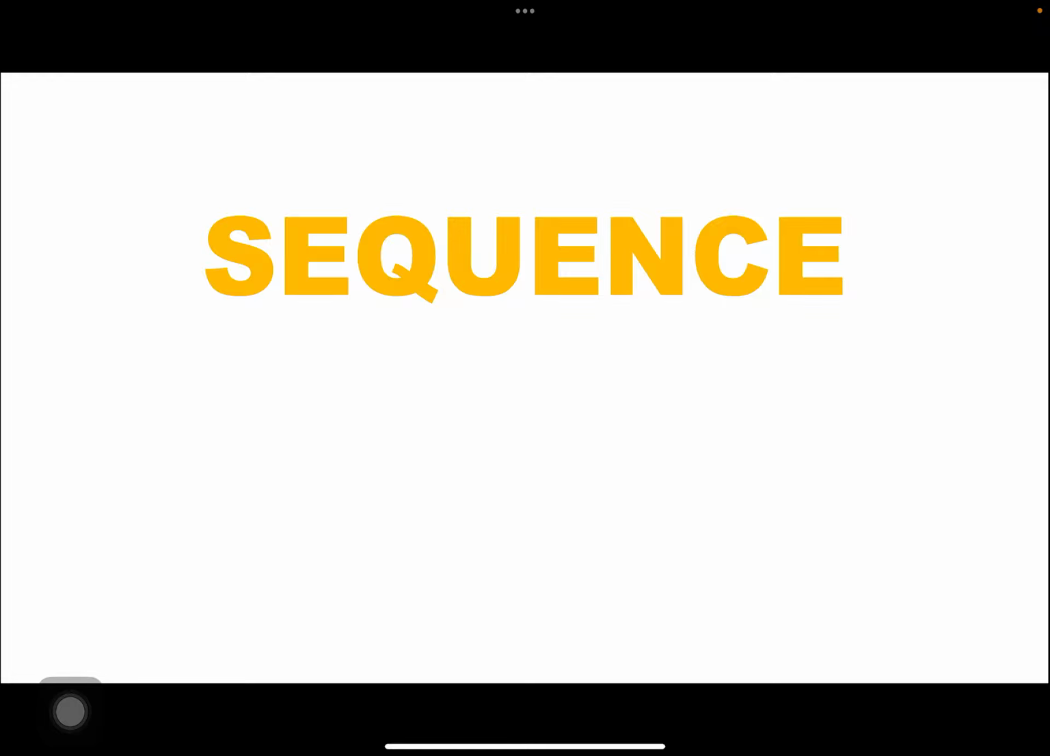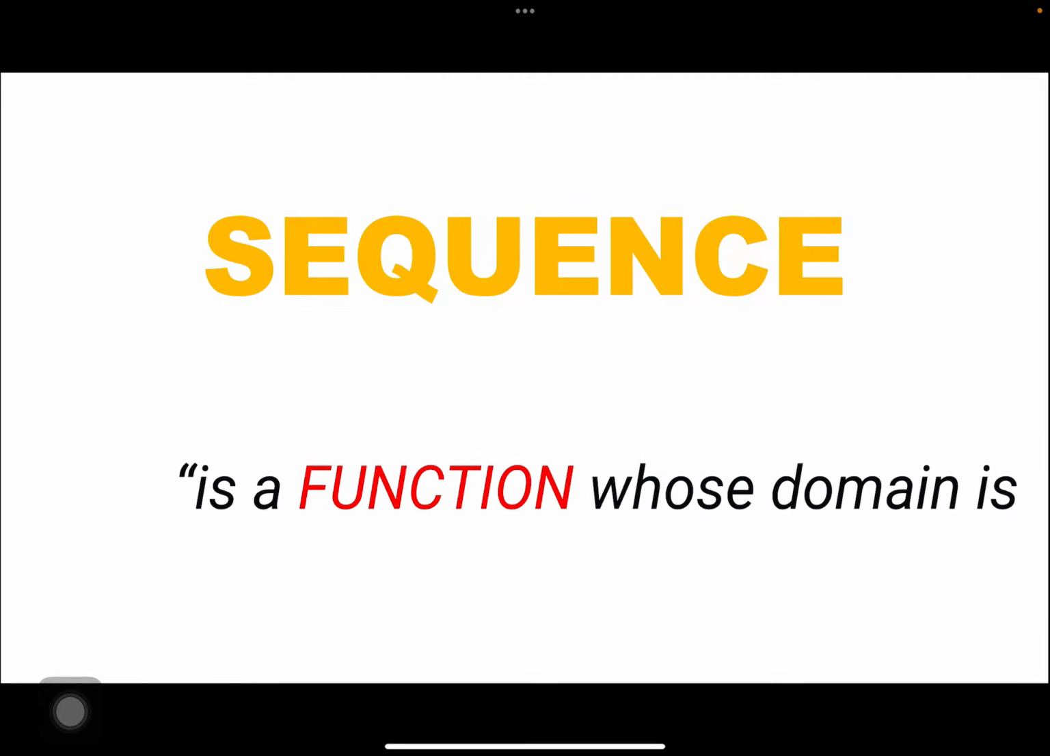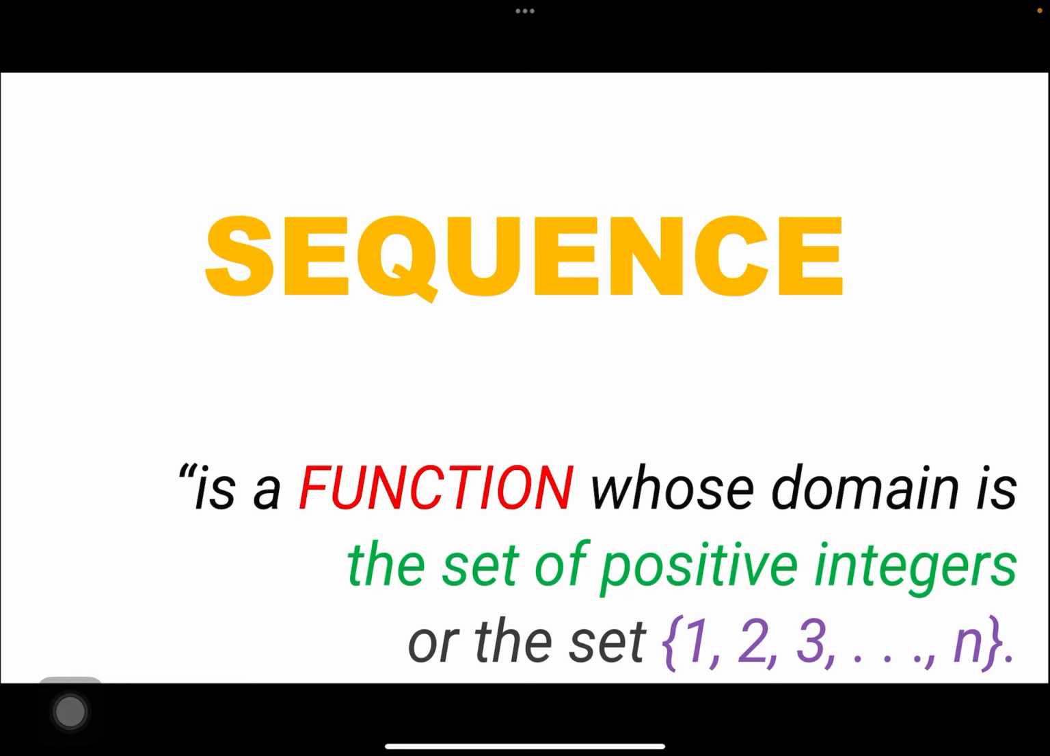Sequence in Tagalog, di ba, sinabi niya pagkasunod-sunod. In mathematics naman siya, it is an arrangement ng numbers in particular order. For example, 1, 2, 3, 4, 5. Aside from that, di ba, hindi lang siya basta number. Meron siyang repetition o pattern na makikita sa kanya. So, para masabi natin sequence, it is also a function whose domain is the set of positive integers or the set of numbers such as 1, 2, 3, so on up to n.